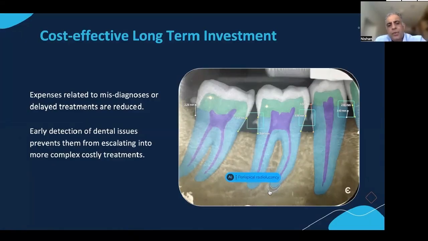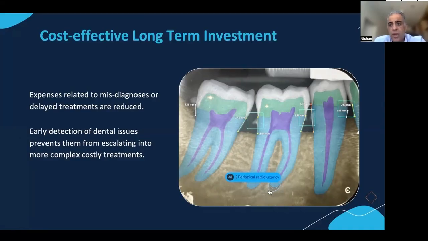So with the cost effectiveness of Pearl, you find that patients don't always understand what's going on in their mouth. You try your best to explain things, but by visually showing them what's going on, there is less chance of misdiagnosis and delayed treatments. So what we find is that a small lesion, you explain to a patient, they're more likely to take the treatment on, and hence it will be less costly for that patient.